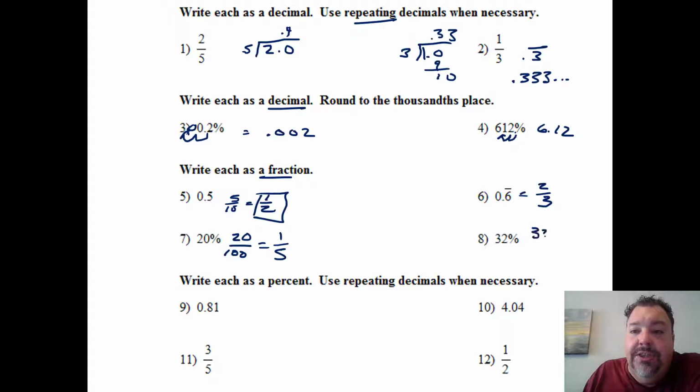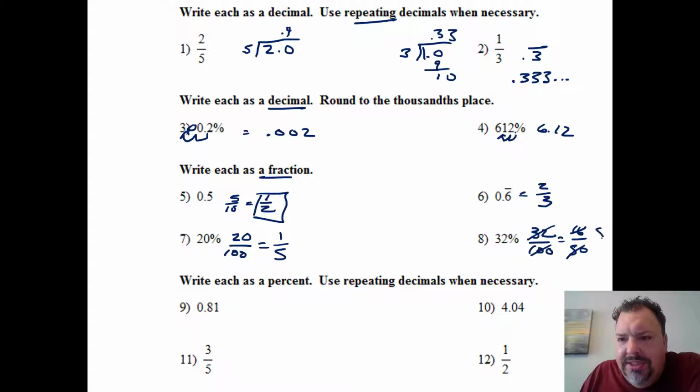32% means 32 out of 100. And then what can we divide that by? Well, first we can divide it by 2. That gives us 16 over 50. And we can further divide it again by 2. That gives us 8 out of 25. And then they don't have any more common factors, so it's 8/25.